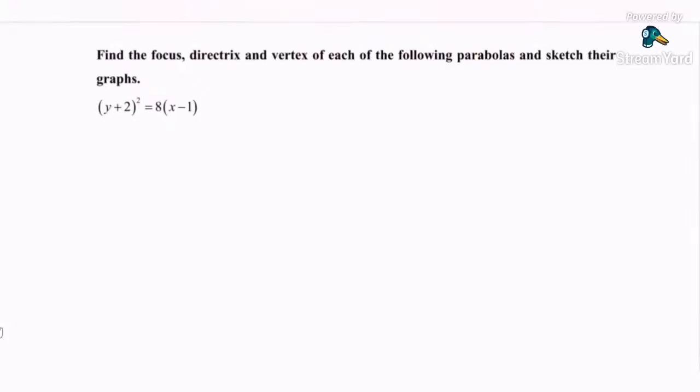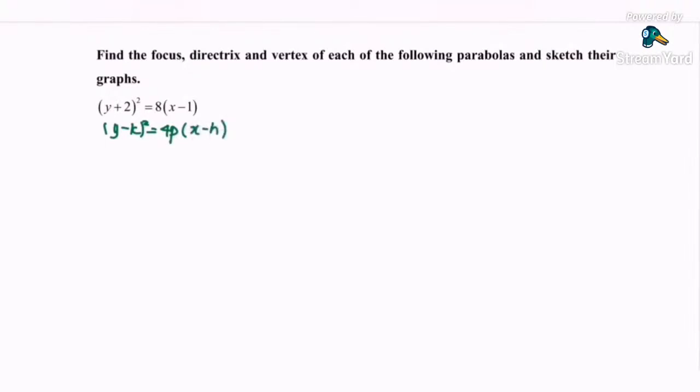Find the focus, directrix, and vertex of each of the following parabola and sketch their graph. Given the situation where we have (y + 2)² = 8(x − 1). Now what we have to do is to express the situation in the standard form, where we have (y − k)² = 4p(x − h).